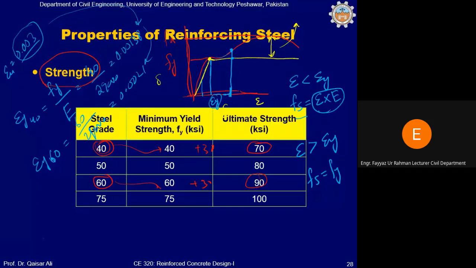Yes sir. Okay, if the strain in reinforcement or the reinforcing bars is greater than the yield strain, for example the strain value is here, see this point. Now what will be the stress corresponding to this strain? The stress corresponding to strain will be somewhere here. This will be the stress corresponding to strain.